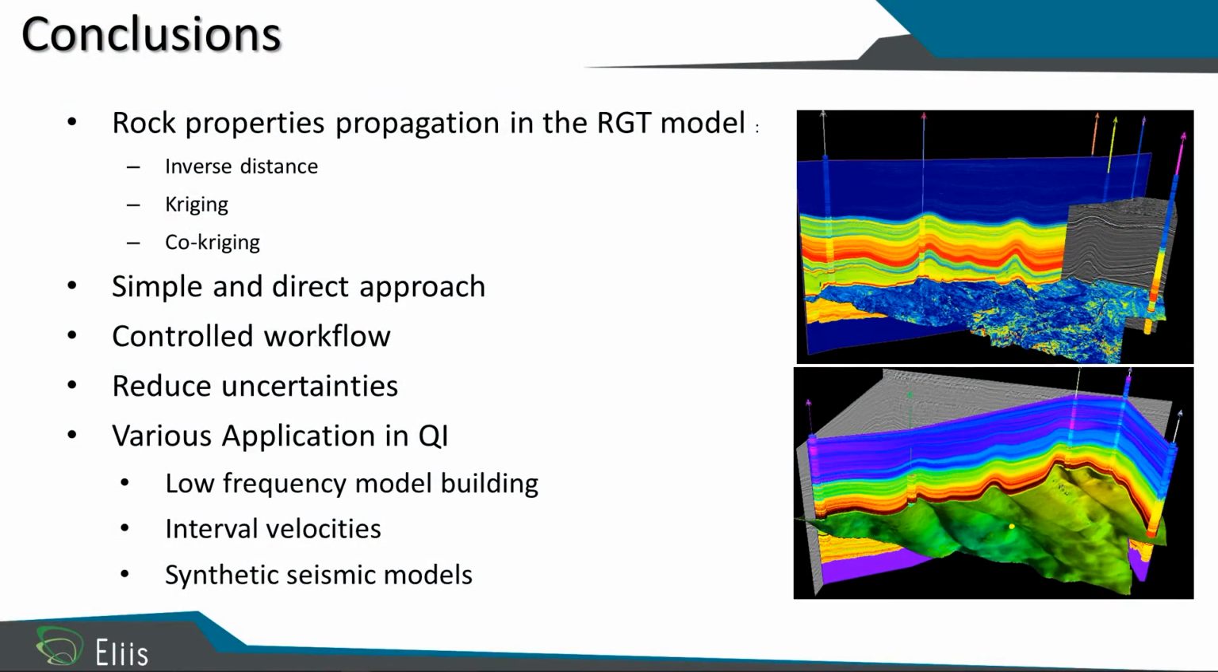So finally, to conclude, the well properties propagation of PydoScan uses 3 methods, so inverse distance interpolation, kriging method, or co-kriging method. It's a simple and direct approach. There are various applications such as synthetic model generation, velocity modeling, and low-frequency acoustic impedance model building for inversion process.